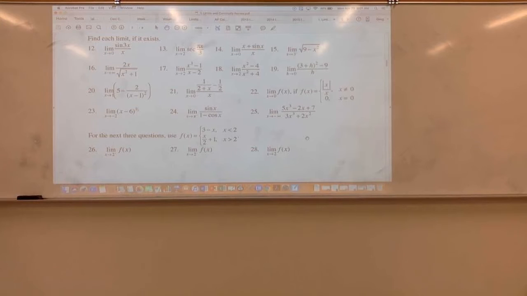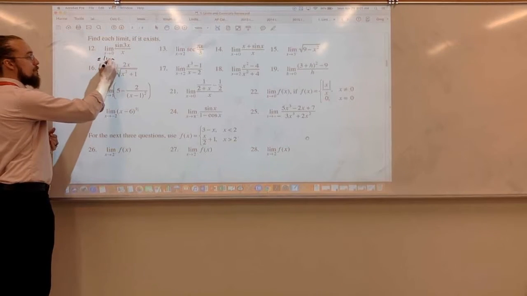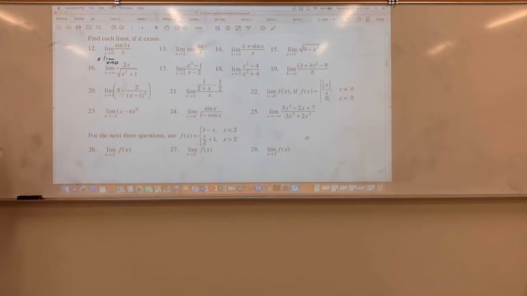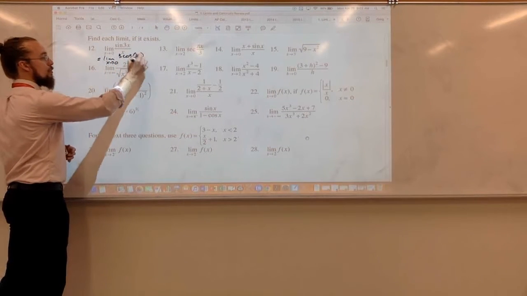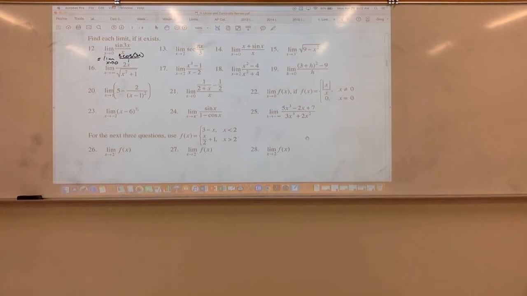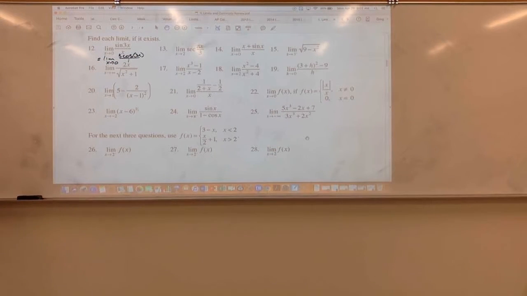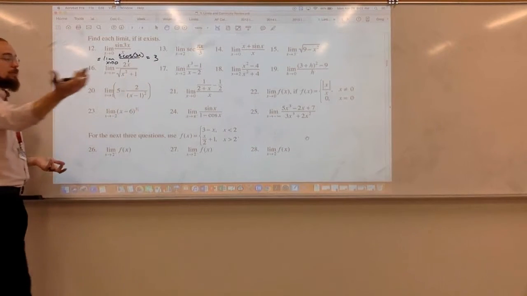L'Hopital's. Okay, so we need the derivative of the top. What's the derivative of sine of 3x? 3 cosine of 3x over the derivative of x, which is just 1. Now we want to try to plug in our value again. If I plug in 0, I'll have 3 times the cosine of 0, which is 1. So I'll just have 3 times 1, which is 3.